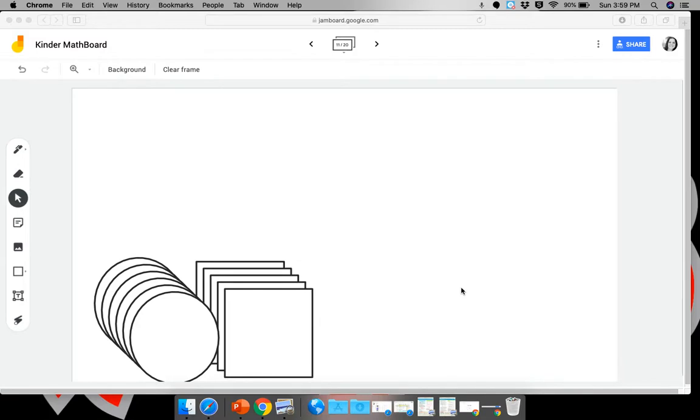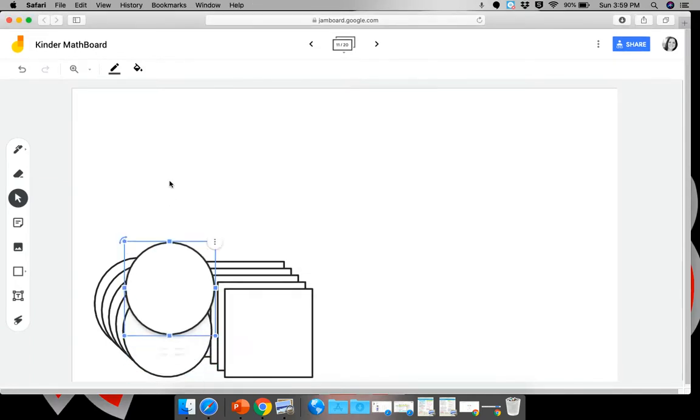Who remembers what we've been talking about? If you think you remember, put your finger on your nose. Oh, have you been thinking about patterns? I've been thinking about patterns too. We're going to be making some special patterns today. Before we get started though, we're going to review some of our shape patterns.